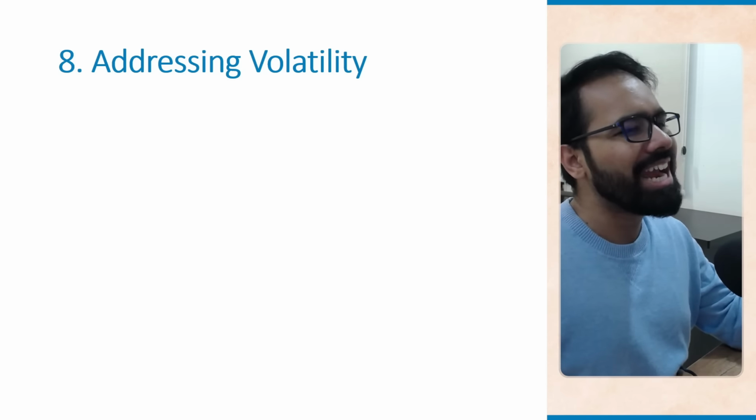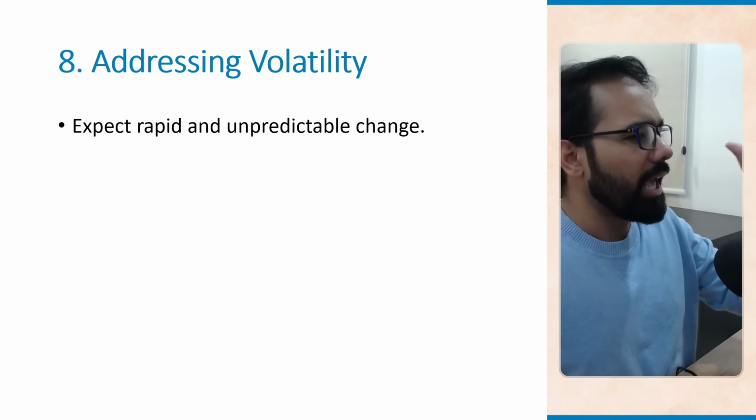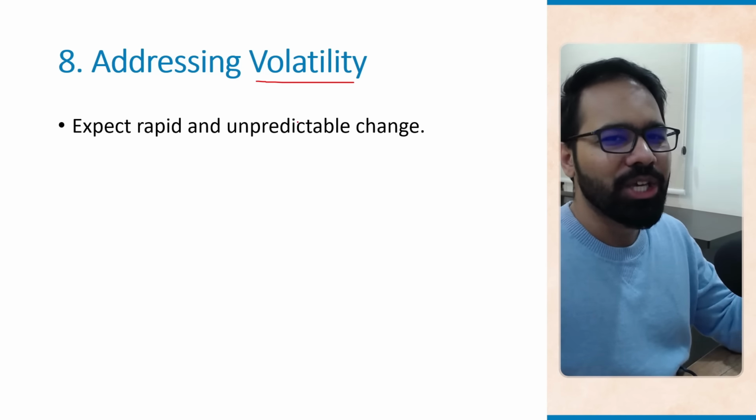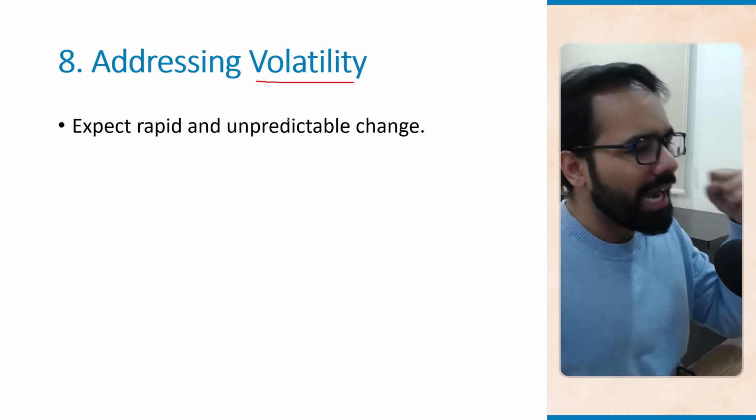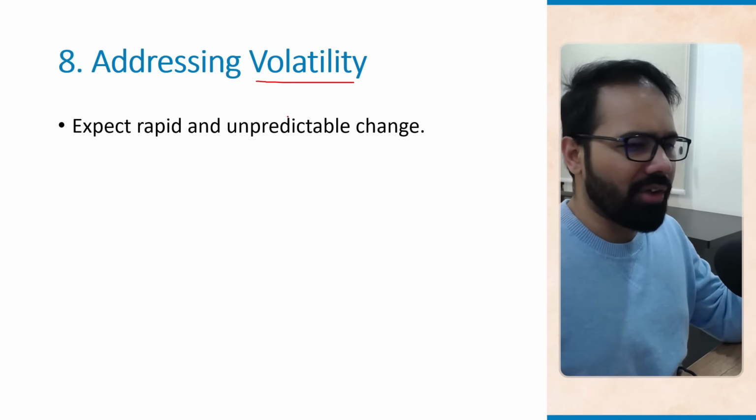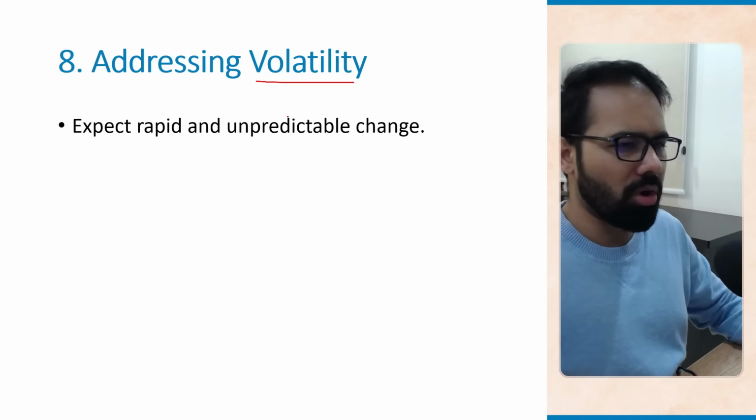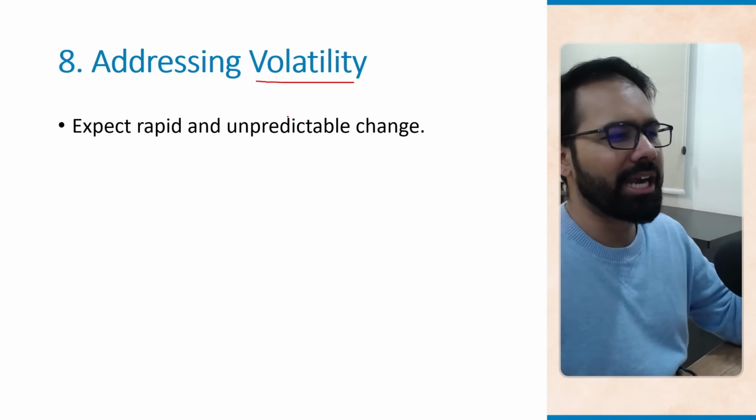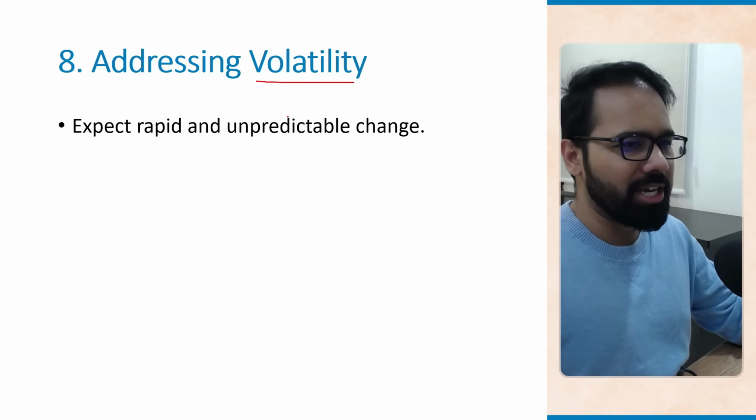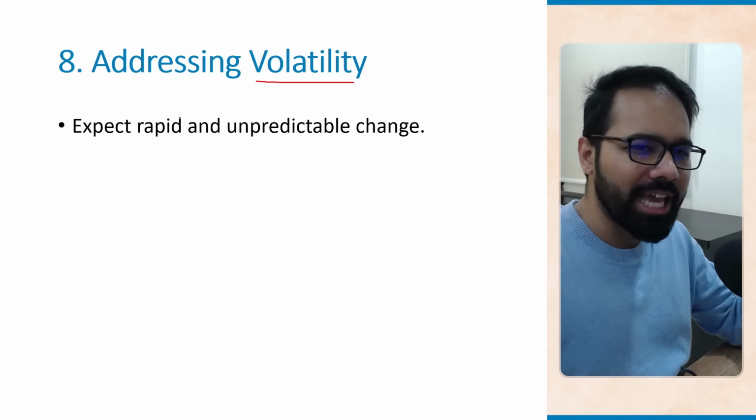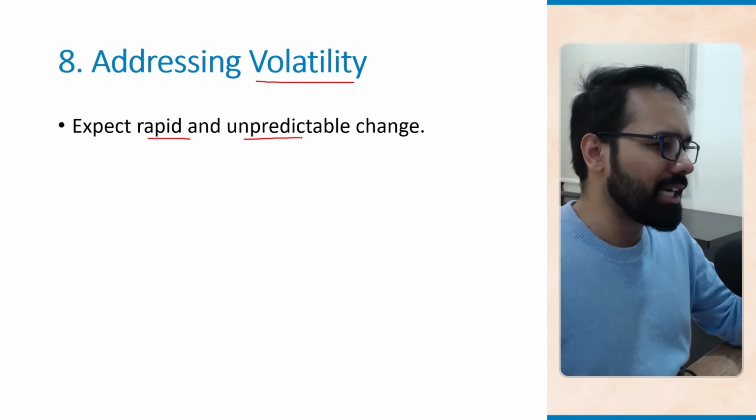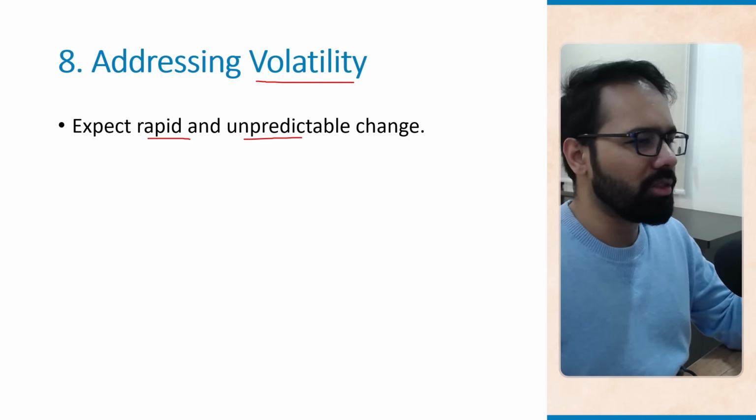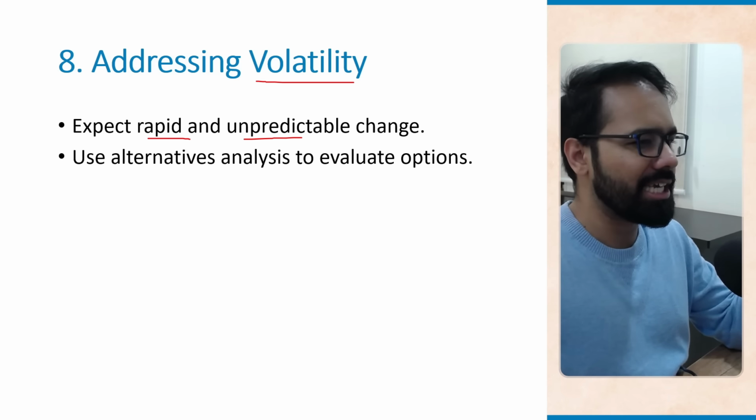Okay, let's talk about addressing volatility. Now, expect rapid and unpredictable change. If you expect this, you are accepting volatility, like a sudden surge in traffic on the website due to some influencer marketing, or maybe the team posted some reel on Instagram and it just went viral, and that is why a lot of traffic started coming in on the website, right? So you should always expect rapid and unpredictable changes. Your team must remain adaptable. That is what the first point of addressing volatility is all about.